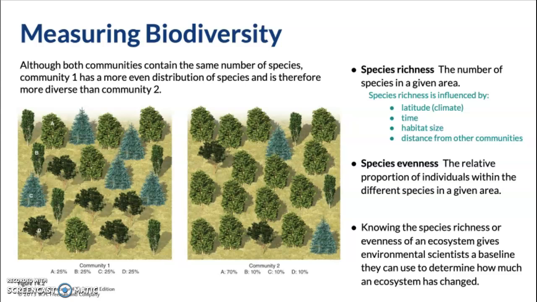So if we look at these two examples, both have the same number of species, so their species richness is the same. They both have 4 species. But when we compare the evenness, community 1 is much more even than community 2. In community 1, each species makes up 25% of the community, whereas in community 2, species A is making up 70% of the community. So the other species are only making up 10%. Species A is dominating the community here, so it is not even compared to community 1.